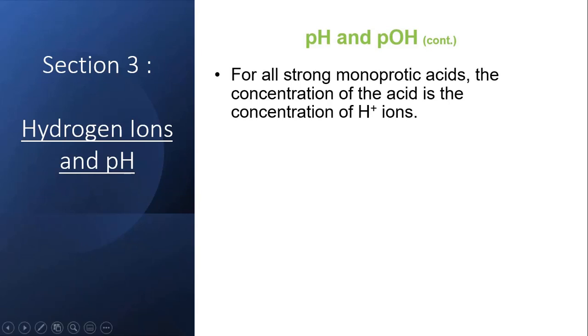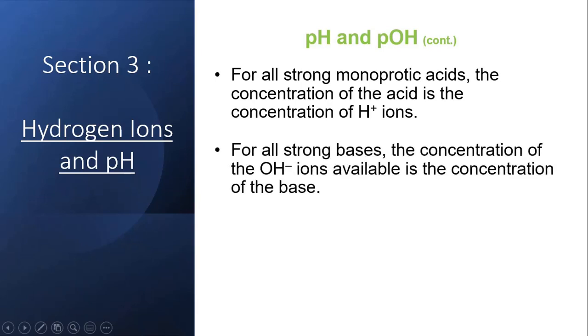Okay, for all strong monoprotic acids, the concentration of the acid is the concentration of H positive ions. So for strong monoprotic acids like HCl, the concentration of the acid is equal to the concentration of the H positive. The same will be for bases. The concentration of strong bases equals the concentration of OH negative. So the concentration of NaOH equals the concentration of OH negative.